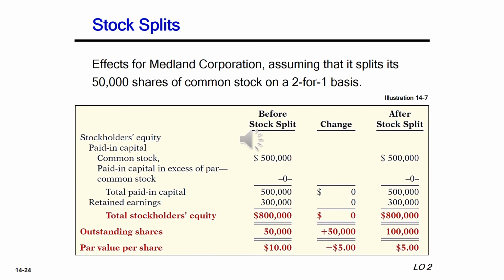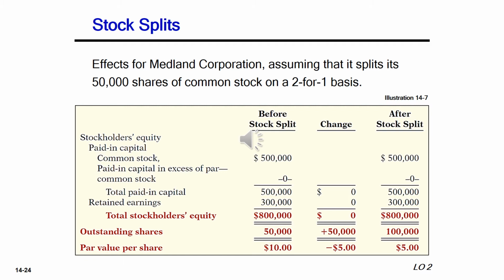Going back to Midland Corporation that we covered earlier, let's see the effects, assuming that it splits its 50,000 shares of common stock on a 2-for-1 basis. Now, before the stock split column, as you can see, we had a common stock valued at $500,000. We had no paid-in capital in excess of par for common stock. So we had a total paid-in capital of $500,000 and retained earnings of $300,000. So the total stockholders' equity was $800,000. The number of outstanding shares, 50,000 shares. The par value per share, $10.